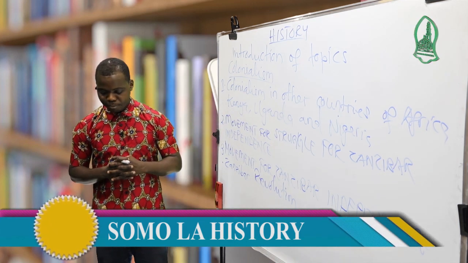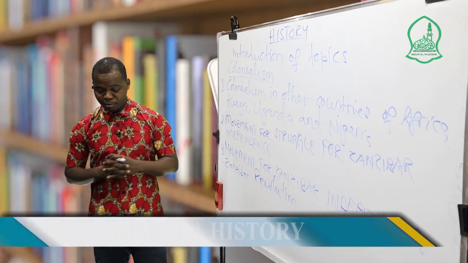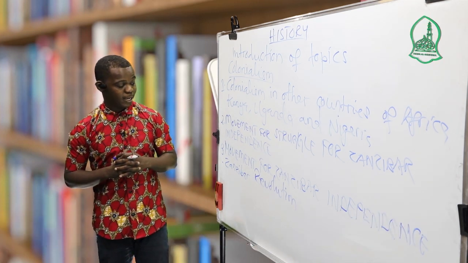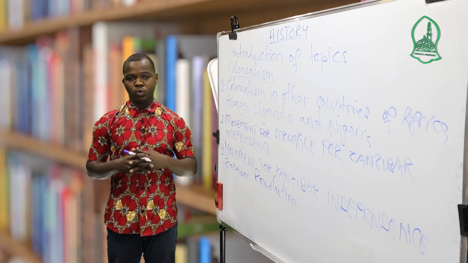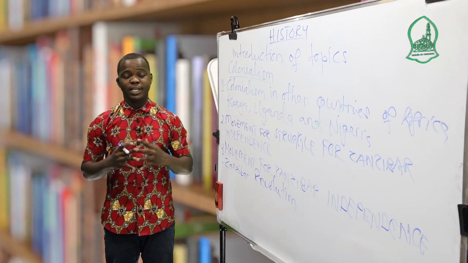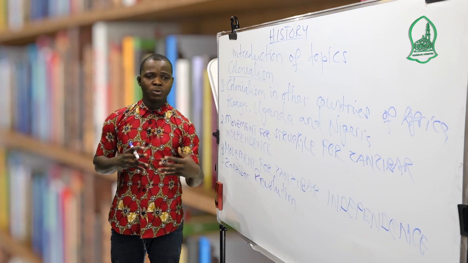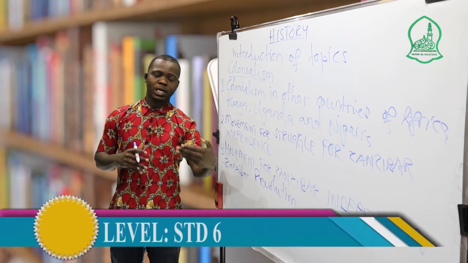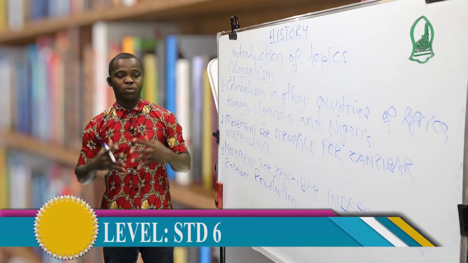And also, the fourth topic is the movement for struggle for Tanganyika independence. Kama tunavyojua kwamba nchi ya Tanzania imeundwa na nchi mbili, kwa wakati huo moja ni Zanzibar, na moja ni Tanganyika. Sasa kila nchi hizo mbili zilitumia upande wake katika utafutaji wa uhuru, katika kujikomboa.